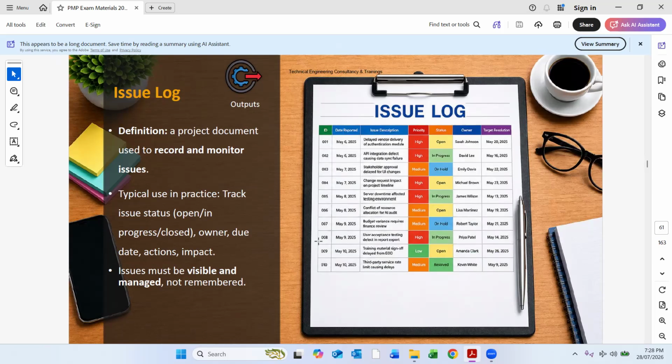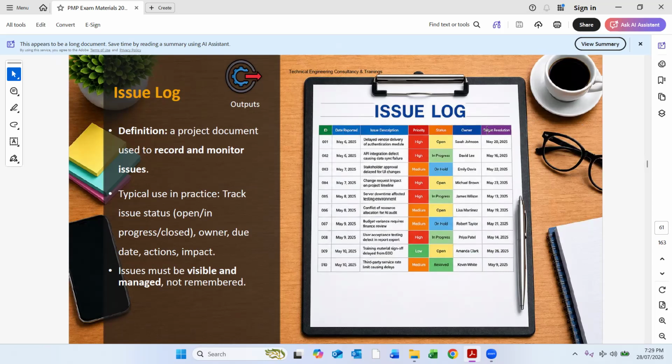The issues should be visible in order to manage them. They should not be remembered. You cannot say we don't need an issue log, we are remembering the things. No, there should be an issue log where all these issues are presented, where everything is crystal clear, where all the issues are visible and can be managed.